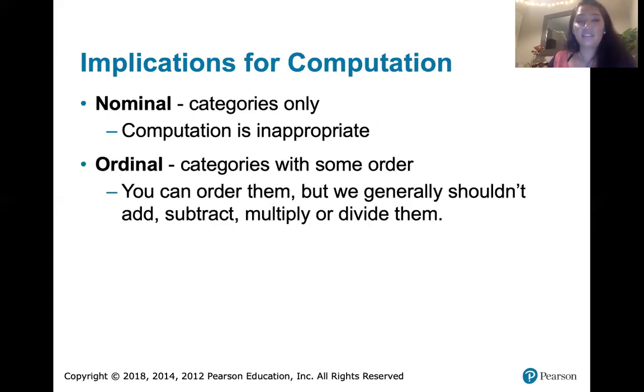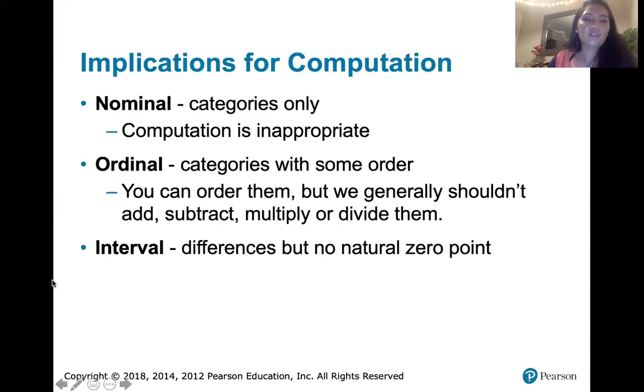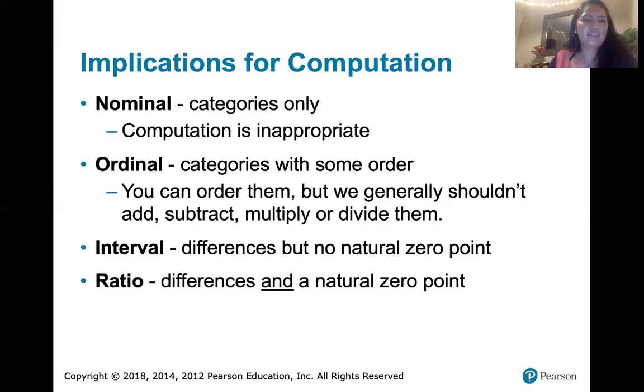When dealing with ordinal data, of course, you can order them, but you shouldn't add or subtract them. You shouldn't multiply or divide them. And then, of course, with interval data, it's built into the definition that there are differences. So go ahead and add and subtract those, but you really shouldn't multiply or divide them. Don't talk about twice as much or half as much when you're talking about interval data. And with ratio, you can add, subtract, multiply, and divide these numbers and get answers that actually make sense.